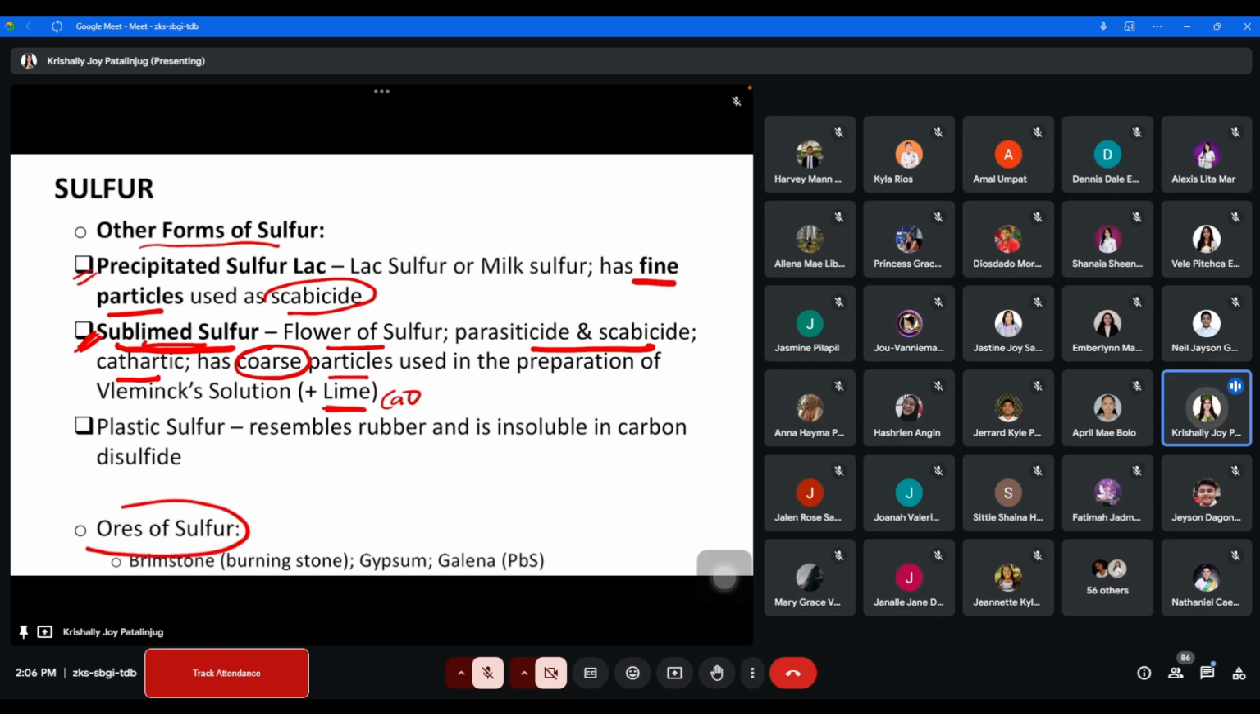And these are the natural sources of sulfur. How sulfur is obtained naturally in the environment. Natural sources, brimstone, gypsum, galena. Gypsum, yan yung calcium sulfate, diba tama? Yung dehydrated form. Yung galena naman is lead sulfide. Okay. For the compounds of sulfur, we have sulfur dioxide.